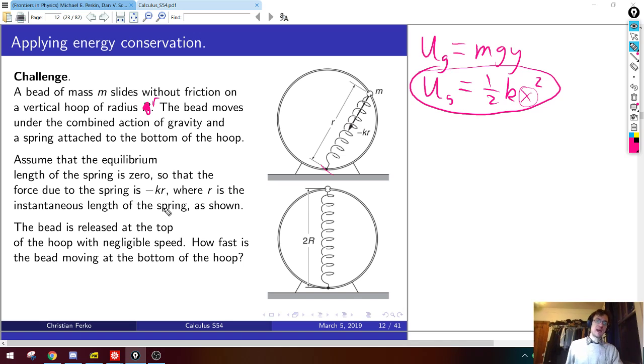The question is how fast, so what is the velocity of the bead when it hits the bottom of the hoop? So we're going to use energy conservation to do that. Now the radius has changed from lowercase r to capital R. Oh, no, that's fine. Sorry, lowercase r is the length from here to the spring. So it is true that the radius of the hoop is capital R.